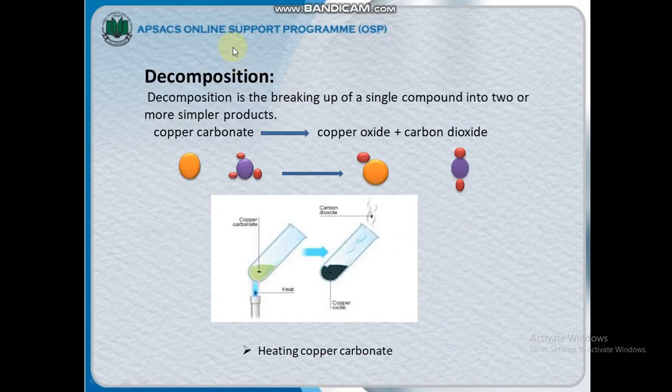And the next is decomposition, the breaking up of a single compound into two or more simpler products. Energy is needed to break bonds. Thermal decomposition is the use of heat to break down a compound. When copper carbonate is heated, it changes from a green powder to a black powder. The green powder, copper carbonate, breaks down into black copper oxide and carbon dioxide.